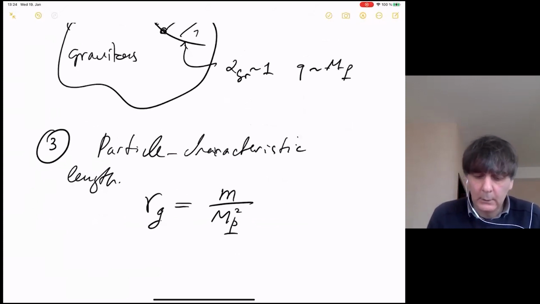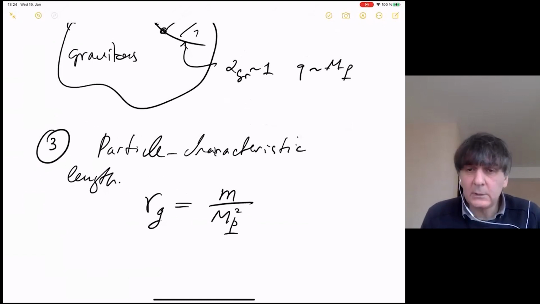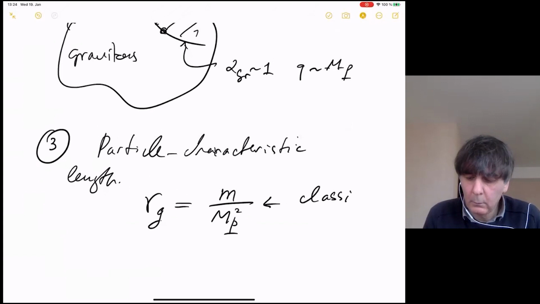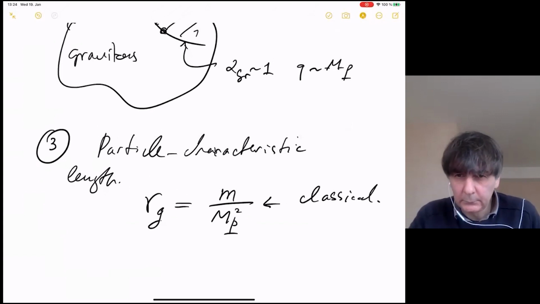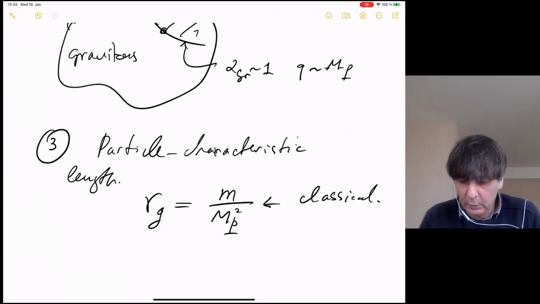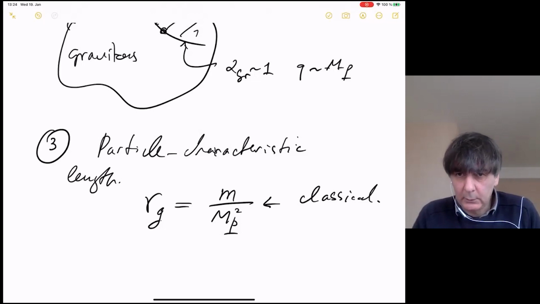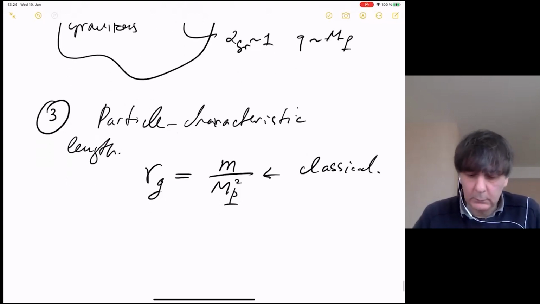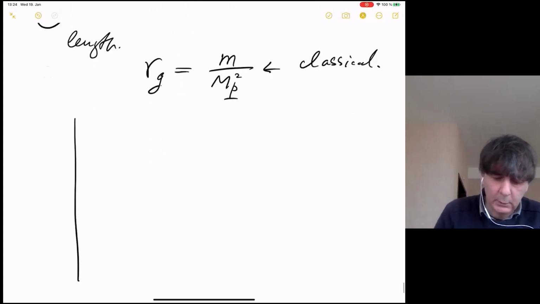Now, the gravitational radius is a classical radius. It doesn't contain any powers of h bar because what enters is simply Newton's coupling. So it's a classical radius. Very good. So now we have the following picture.